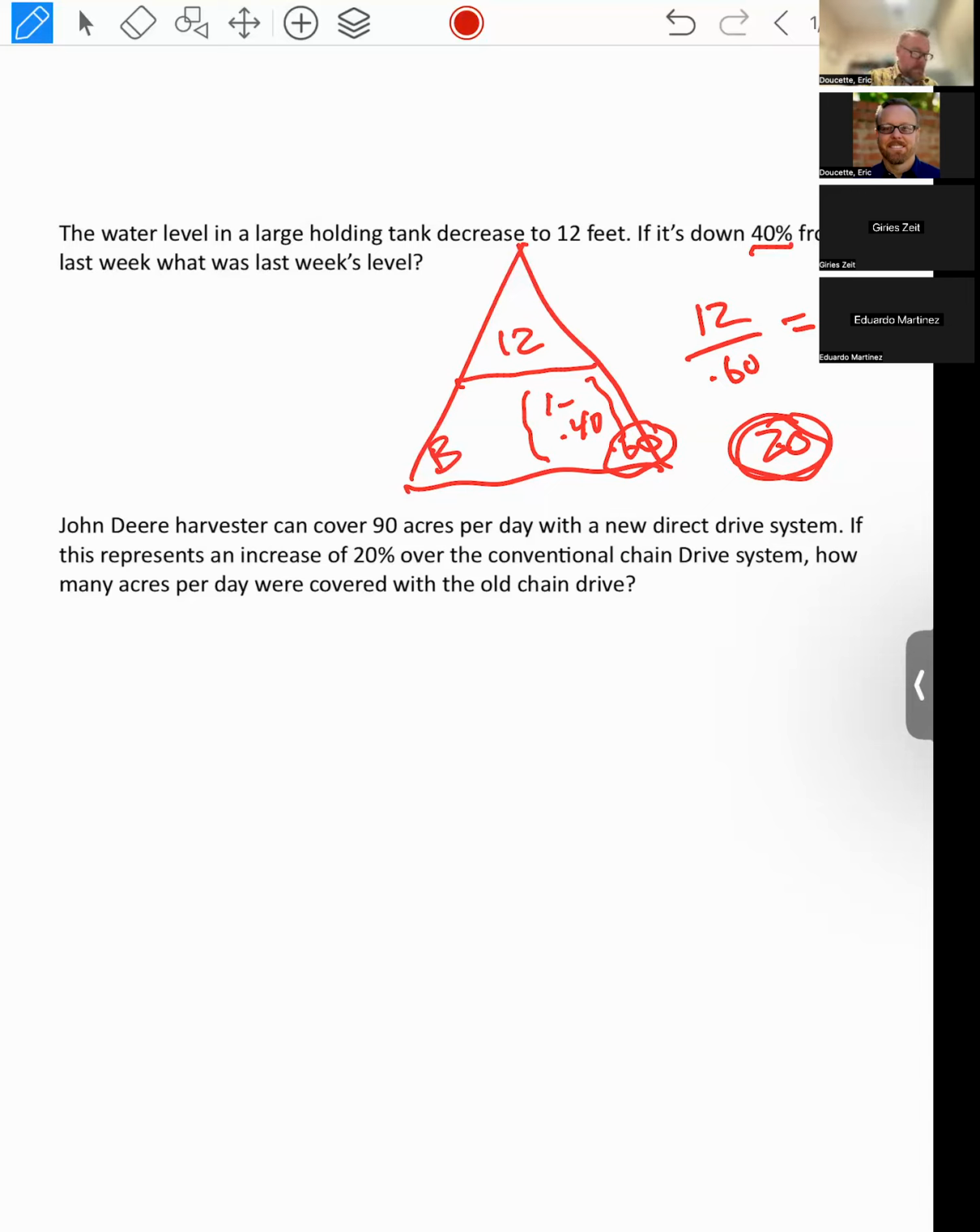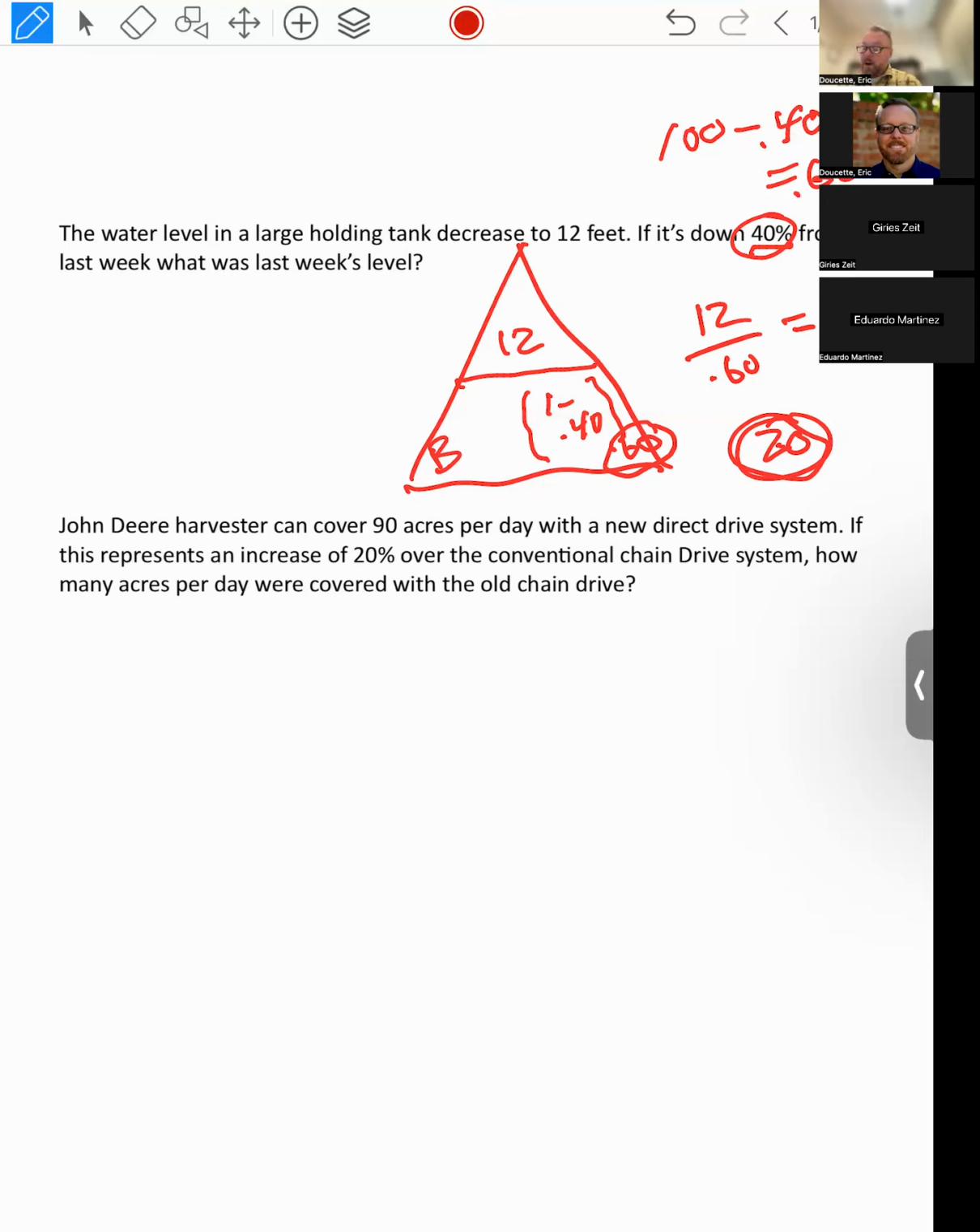How did you get the 60 instead of the 40? I missed that part. So 40%, but remember it's down 40% from last week. We'll call last week 100%, and then we'll minus 40 from it. That gives us 60. That means that this week it's 60%. Got it. Thank you. So yeah.